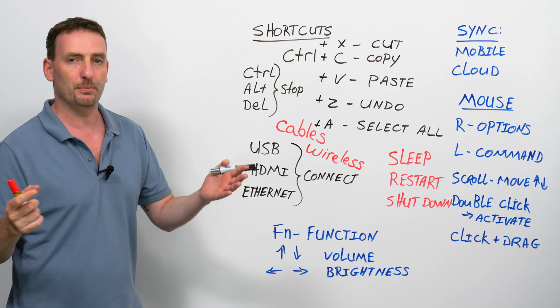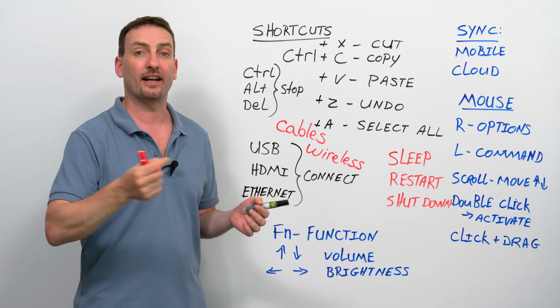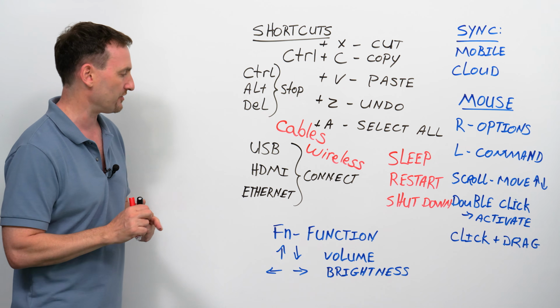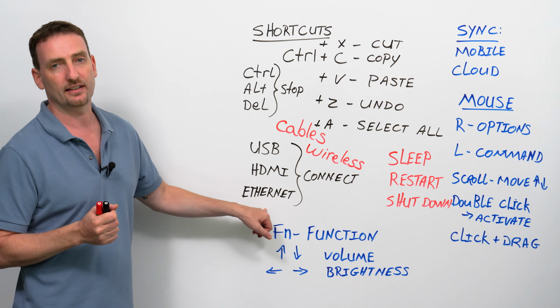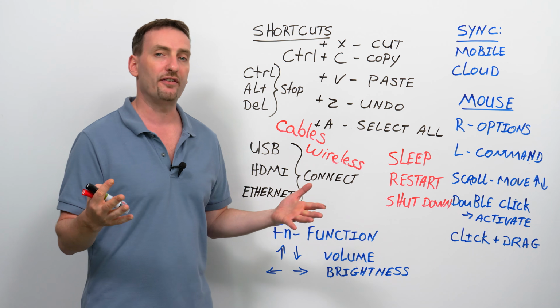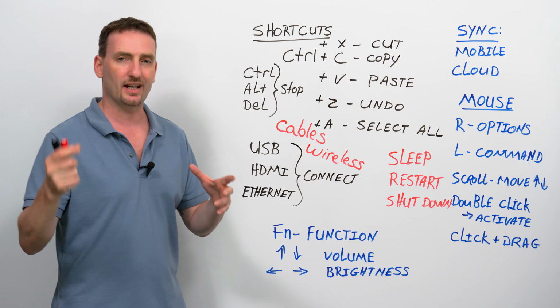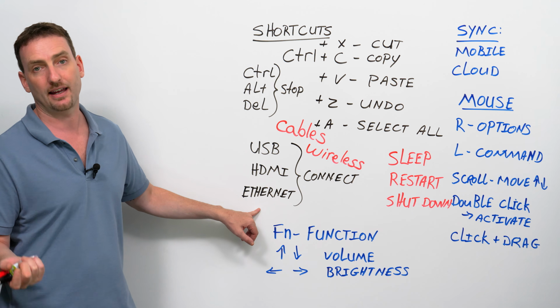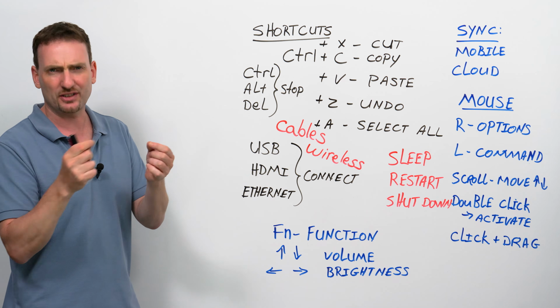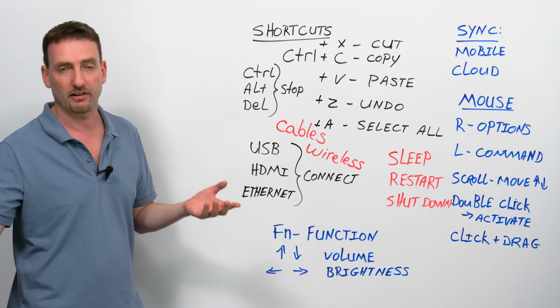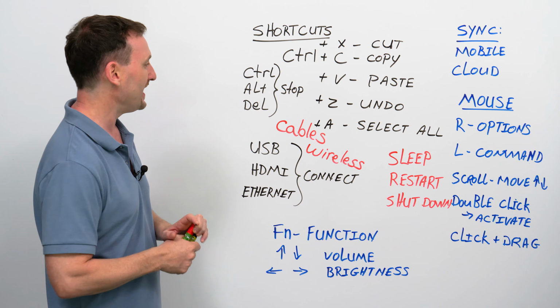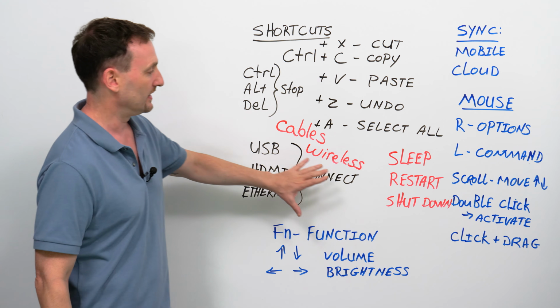HDMI is another cable that you will usually use to connect your monitor to get better connection, better graphics, etc. And then you have your Ethernet cable. If you don't have Wi-Fi, but you do have a modem and you want to connect your computer to the modem, you're going to use an Ethernet cable to do that. It looks like a phone cable, like a regular old style phone cable that nobody uses anymore. Okay, so those are the connections.